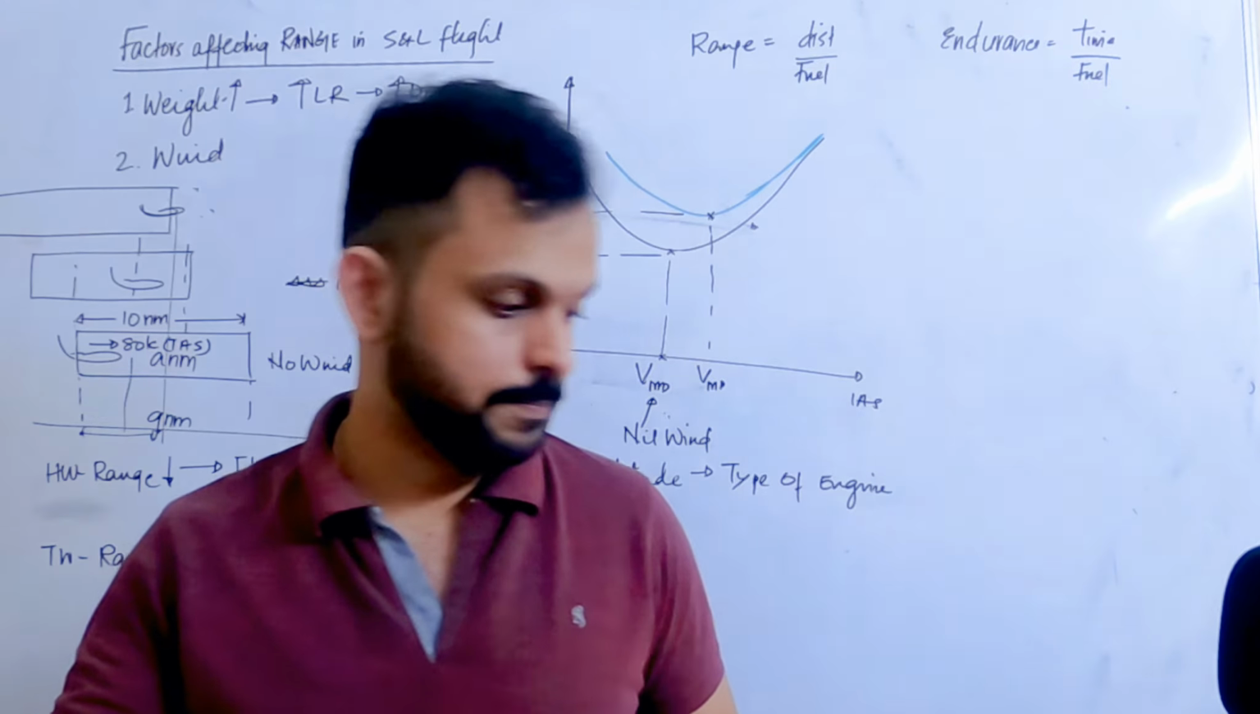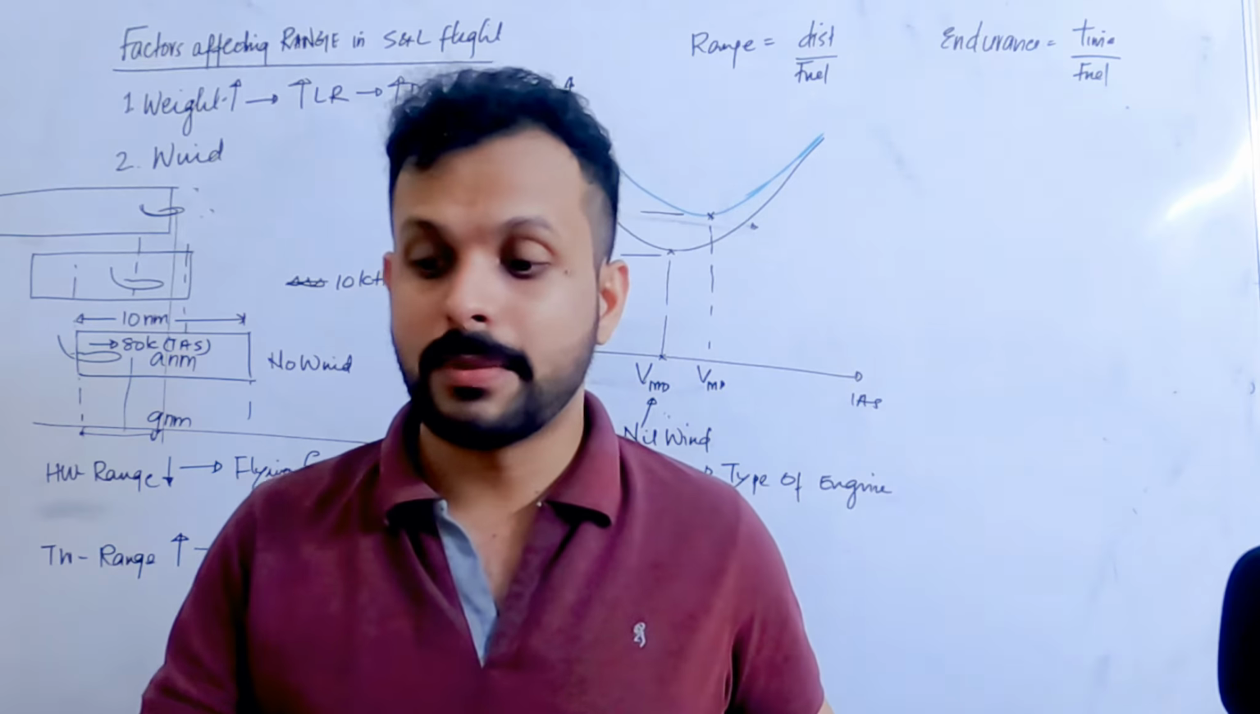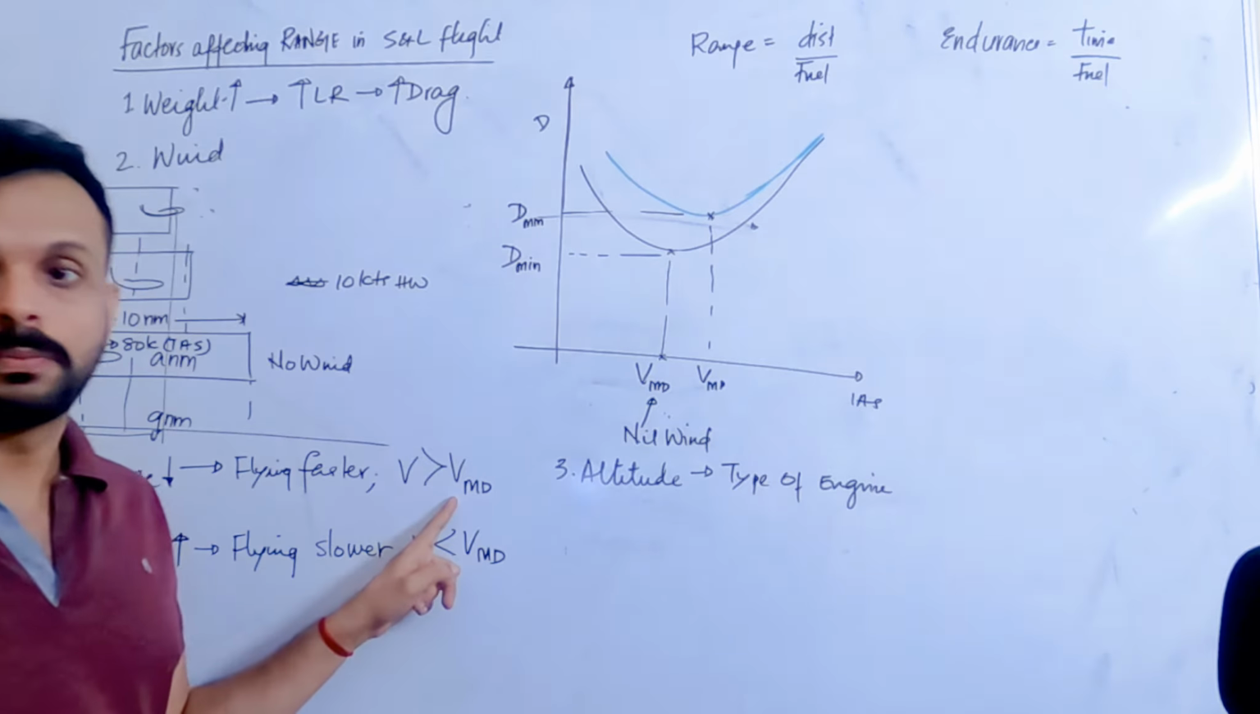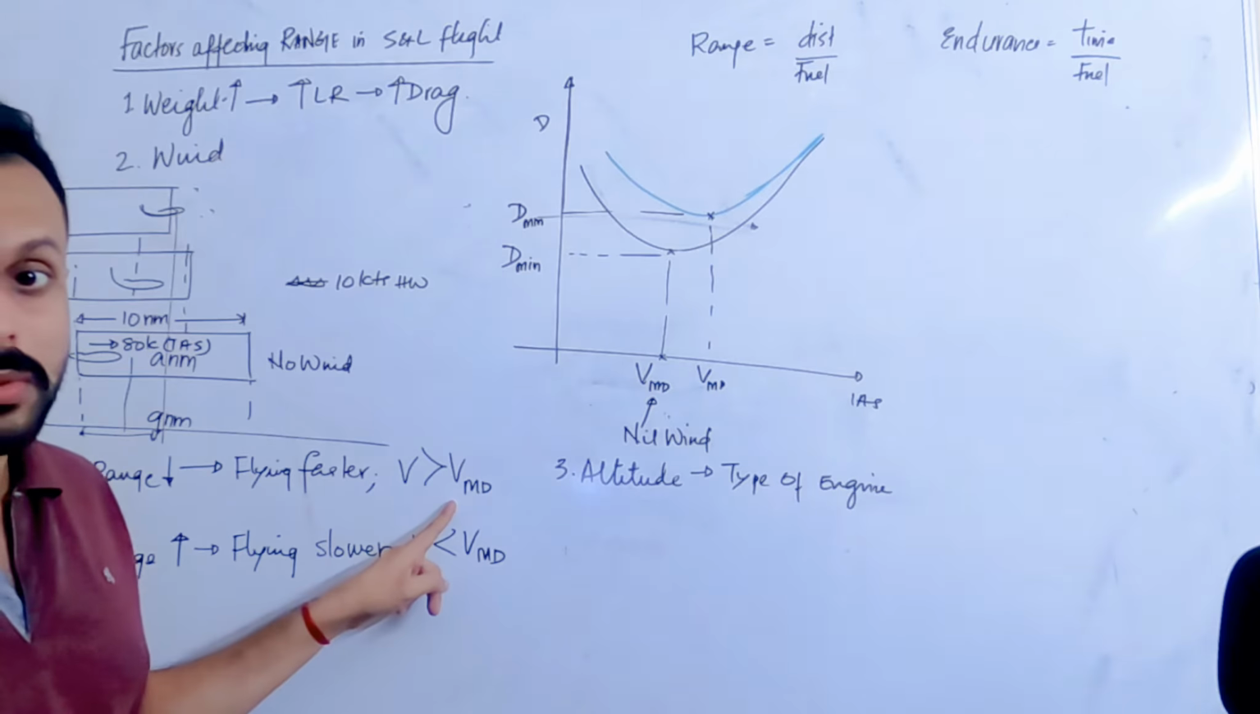Bravo, sir? No. That's a minimum drag. Minimum drag is maximum range. Now there's a problem here. What if I fly at minimum drag speed in the headwind? Is that going to give me maximum range?